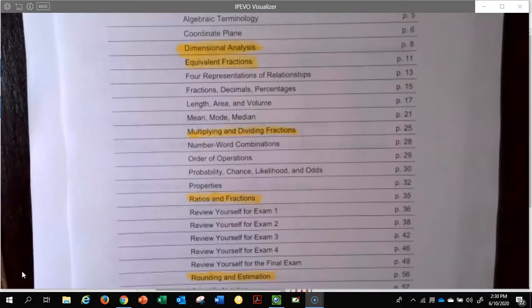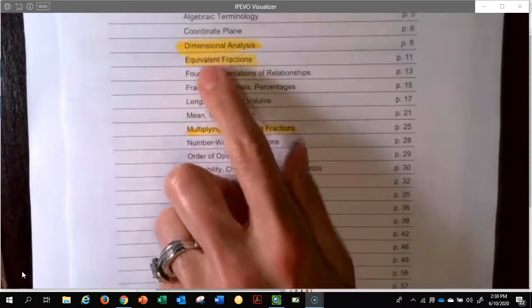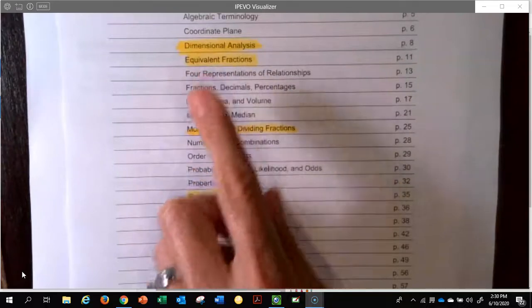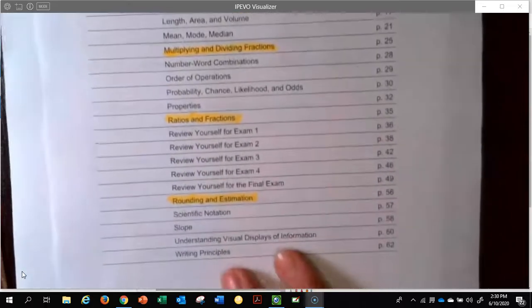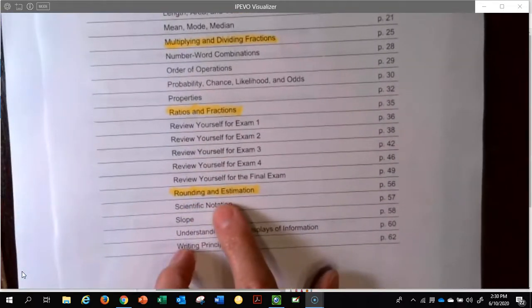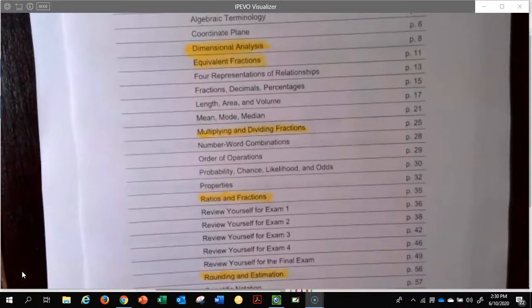In other words, you've got some spaces of not being sure what's going on or how that got reduced or what was going on inside the process. You might want to consider looking over dimensional analysis, equivalent fractions, multiplying and dividing fractions, ratios and fractions, and rounding and estimation. And yes, that was a cuckoo clock.